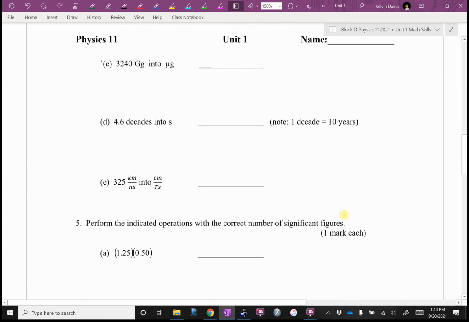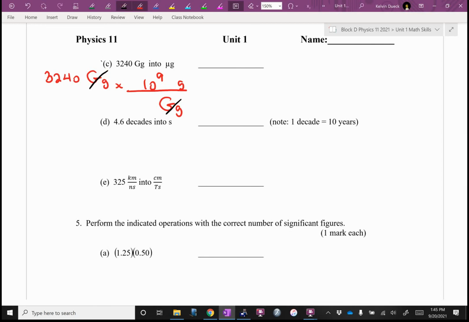Next page over. Ooh, this is also going to be a little two-stepper. 3,240 gigagrams. I'm going to get rid of gigagrams. Giga, 10 to the 9th? I always end up memorizing these when I teach it in physics, and then I forget them. So I've got them right now because I've been taught this lesson so many times.